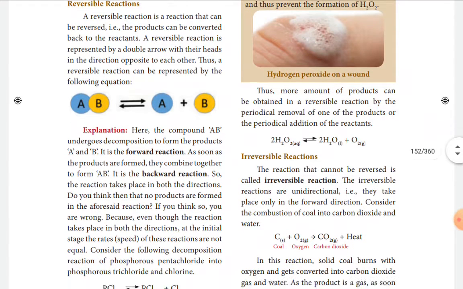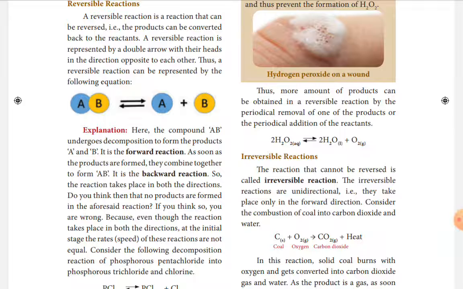Then the irreversible reaction. The reaction that cannot be reversed is called irreversible. Reversible reaction means it can be reversed, that means reactant gives product, then product combines to give reactant. In the irreversible reaction, the reactant combines to give the product, but the product will not recombine to give the reactant once again. That is called the irreversible reaction.